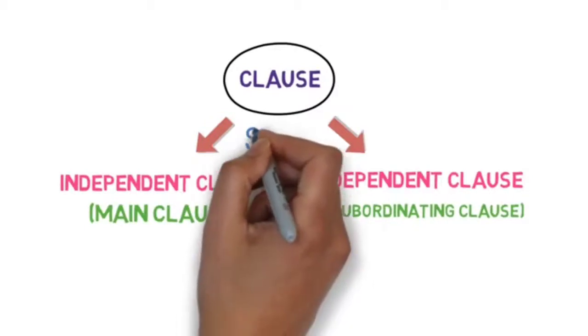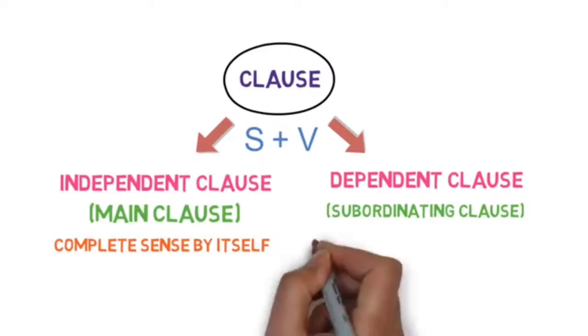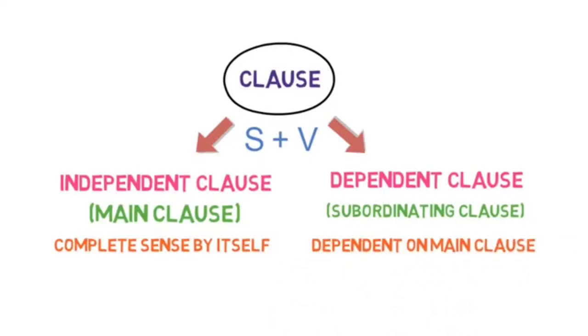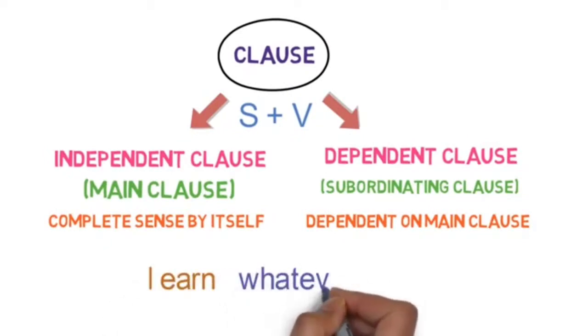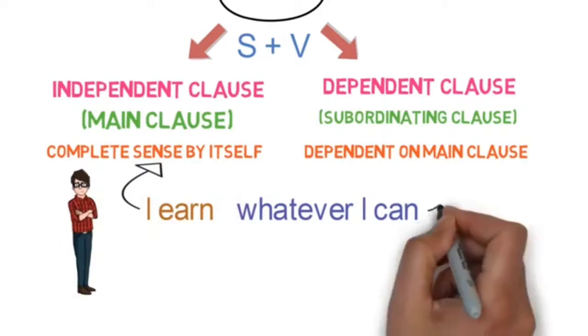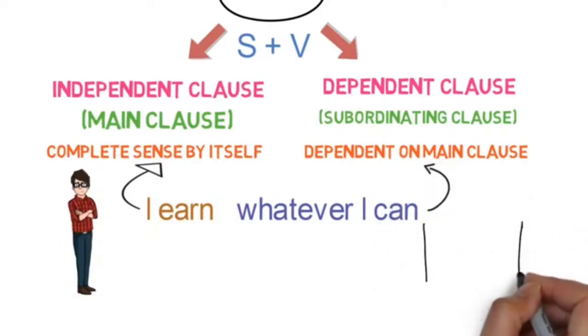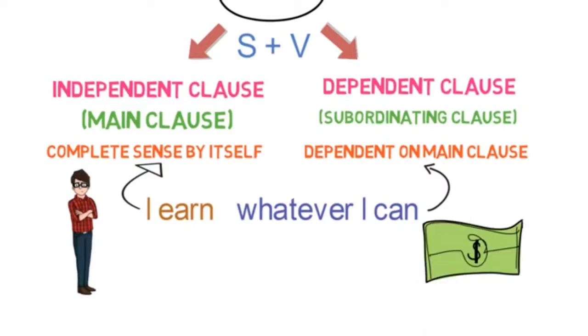In a subordinate clause, a group of words has a subject plus verb combination. But whereas the independent clause, that is the main clause, gives a complete sense by itself. Whereas the dependent clause completely depends on the main clause for its existence. For example, I earn whatever I can. Here in this sentence, I earn is the main clause, whereas whatever I can is the dependent clause, as it depends on the main clause for its existence.